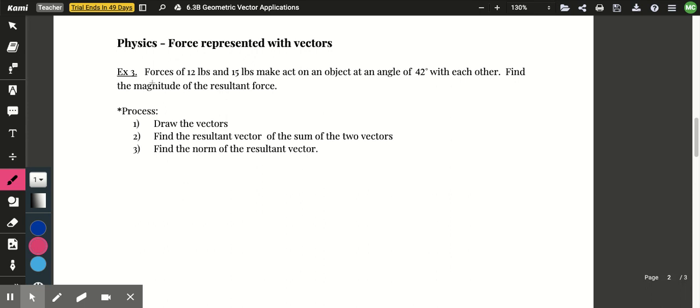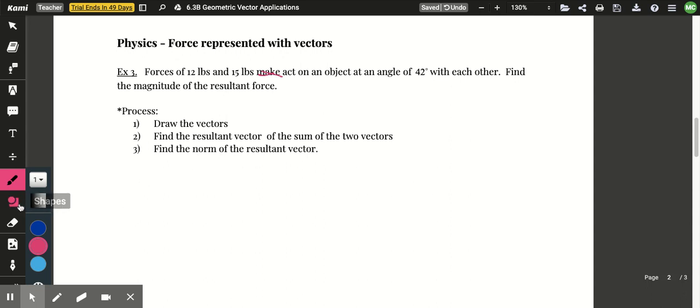For our first example here, we've got forces of 12 pounds and 15 pounds that act on an object at an angle of 42 degrees with each other. We are to find the magnitude of the resultant force. So we're looking at what the actual force is that's being acted on that object.